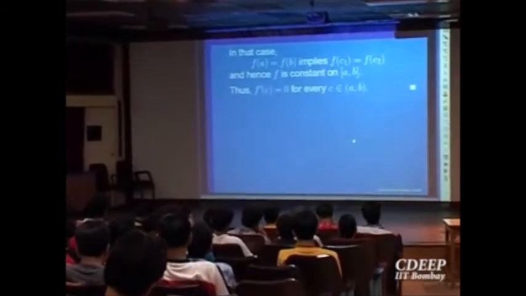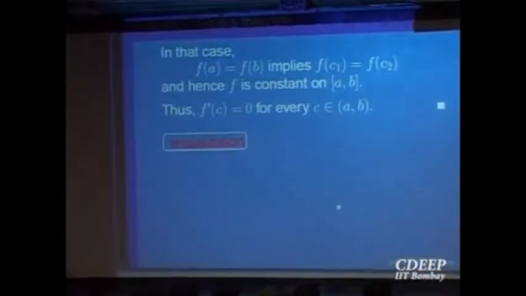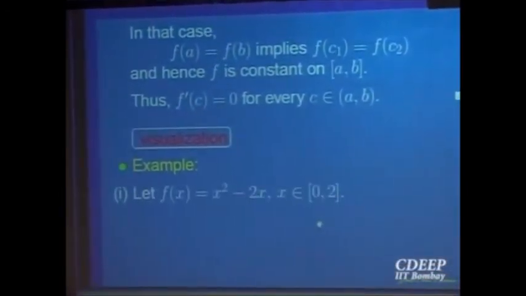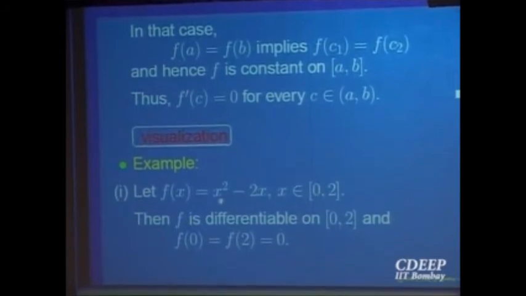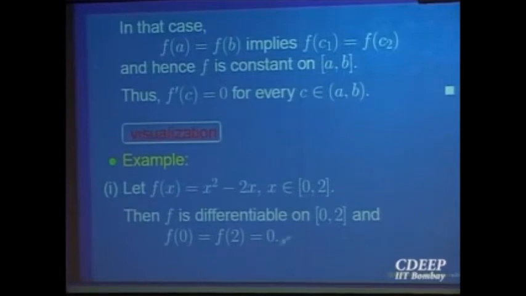So that proves that f prime of c must be equal to 0 at some point. Let us forget about visualizations at present. Let us look at some illustrations of this theorem. f(x) is equal to x square minus 2x. Here I'm just verifying that the conditions of Rolle's theorem are satisfied.